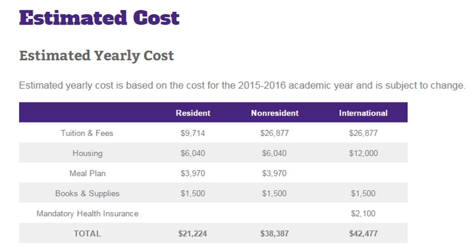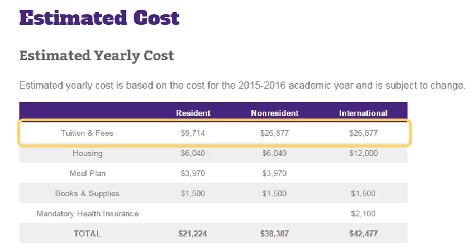Okay, so let's look at the total. For a resident, looking at the bottom line item, it's $21,224 for the year. That means for the fall semester and also the spring semester. For a non-resident, it's $38,387, and for international, it's $42,477. Okay, so let's look at the breakdown for tuition and fees first. Okay, and let's see how they calculated to get this amount.